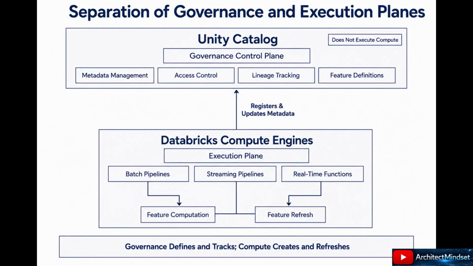The next design principle is feature computation. Unity Catalog governs features, but it does not compute them. Feature computation still happens in the execution plane using standard Databricks engines such as batch pipelines, streaming pipelines, and real-time functions. Unity Catalog governs the assets and their metadata. Compute engines create and refresh the values.